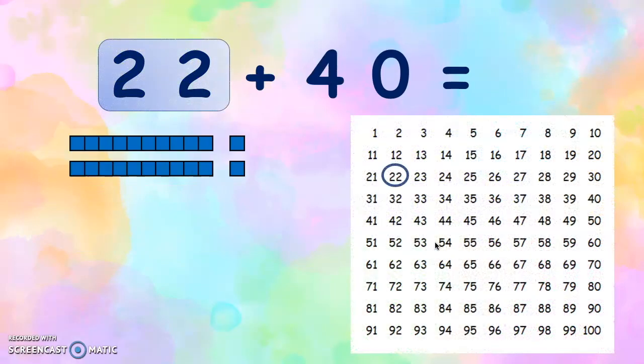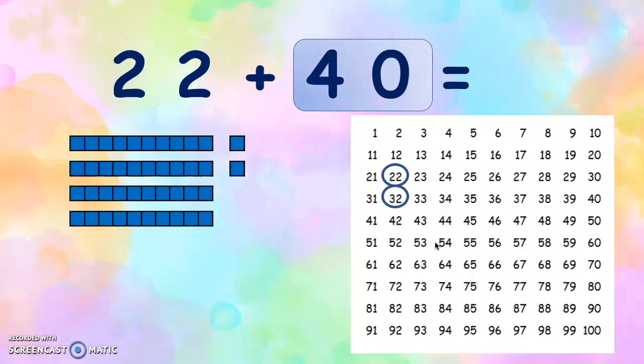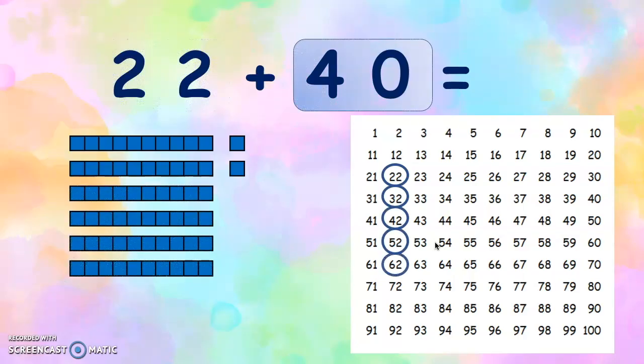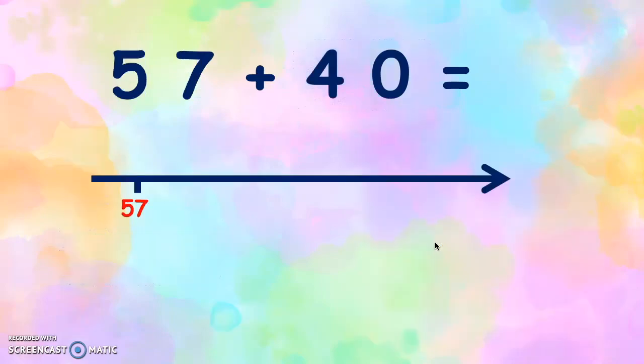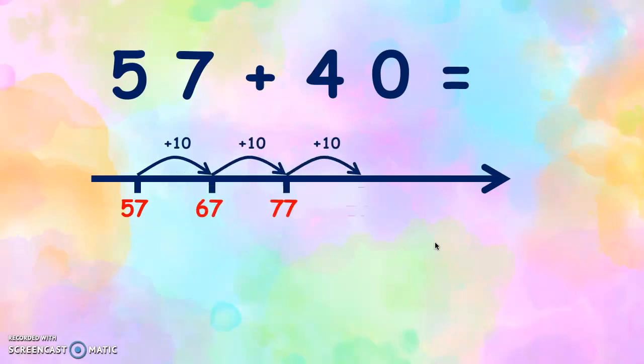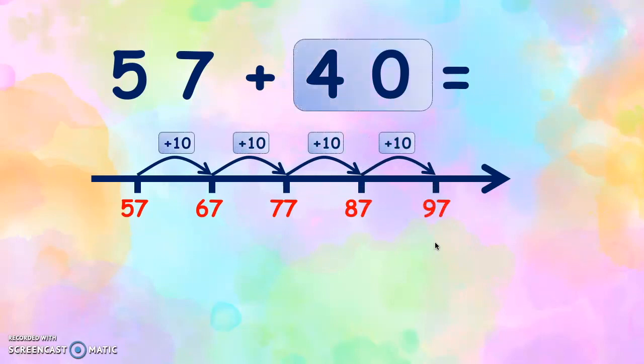22. So let's start at the 22 and we're going to add 40. 10, 20, 30, 40. And we landed at 62. Same thing if you use your number line. We're going to start at 57 and add 10, 20, 30, 40, and it stops us at 97.